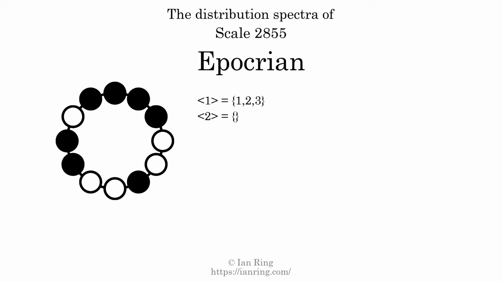The generic interval of 2 scale steps comes in 4 different specific interval sizes: 2 semitones, 3 semitones, 4 semitones, and 6 semitones. The spectrum width of this generic interval is 4.